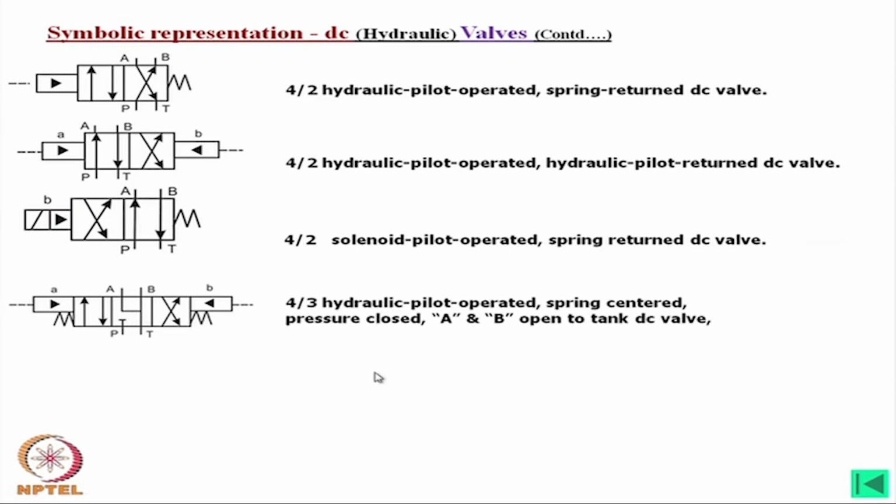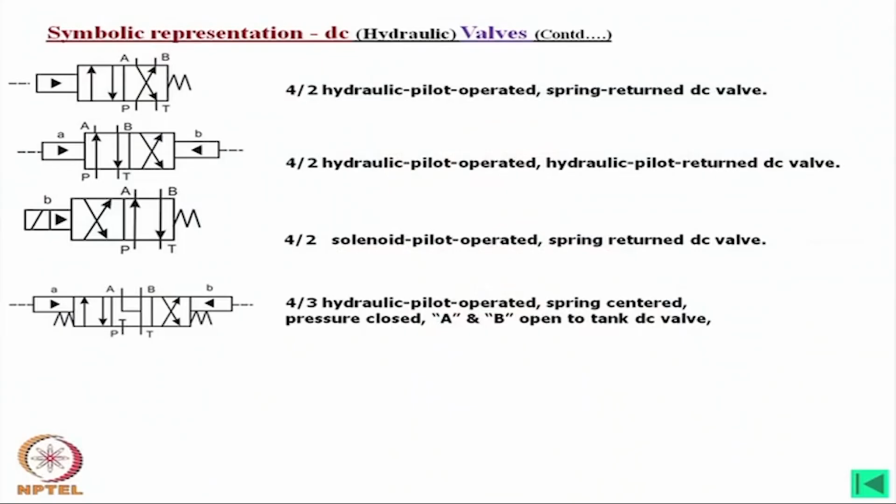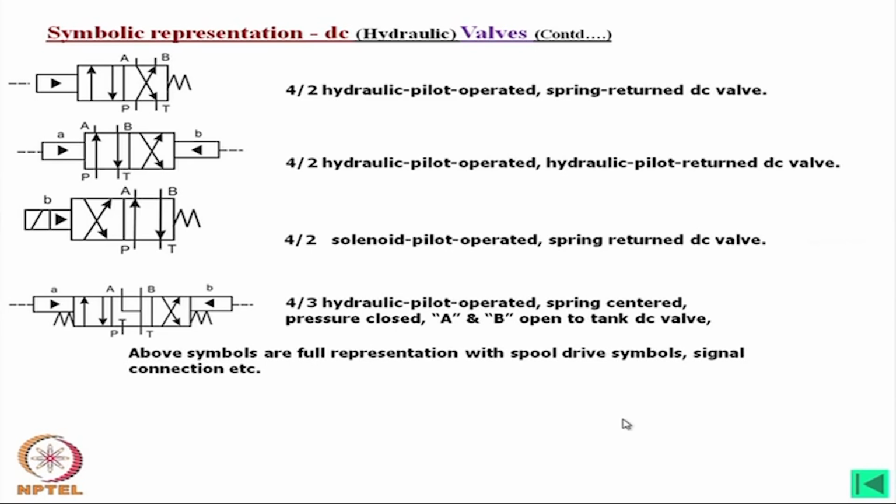Let us see, this is 4/3 hydraulic pilot operated spring centered. When we put the spring on both sides, we call it spring centered. When we put the spring on one side, we call it spring return, and A and B open to tank DC valve. Instead of partially open, it is specified as A, B open to tank. The above symbols are full representations with spool drive symbols, signal, connection, etc. So, this means that when we select a valve for our circuit design, we should use these symbols.